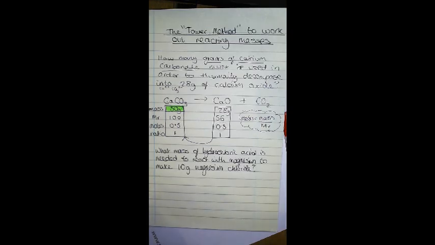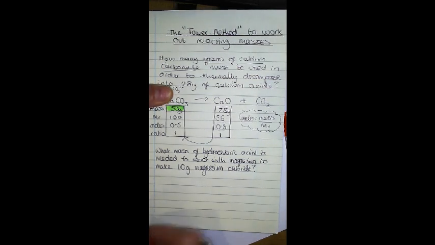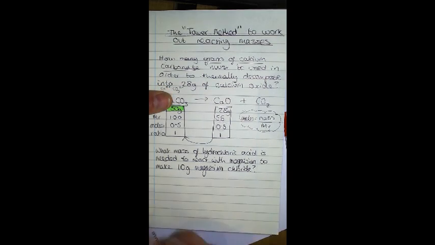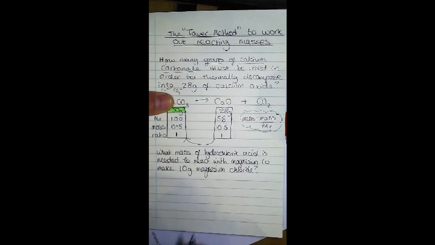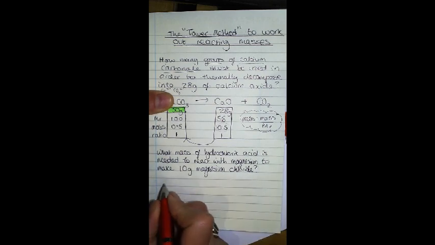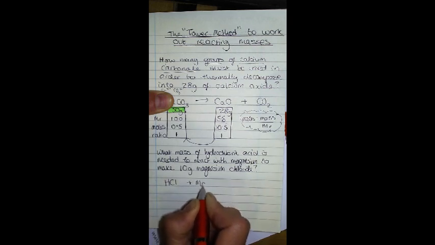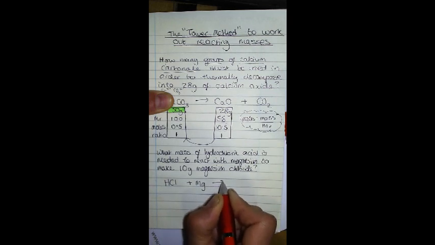Okay. So I've written another question here. What mass of hydrochloric acid is needed to react with magnesium to make 10 grams of magnesium chloride? So this is a good question, and it requires us first of all to write an equation. Hydrochloric acid formula, HCl, you need to know that one. Magnesium, metal, on its own in an equation, Mg.